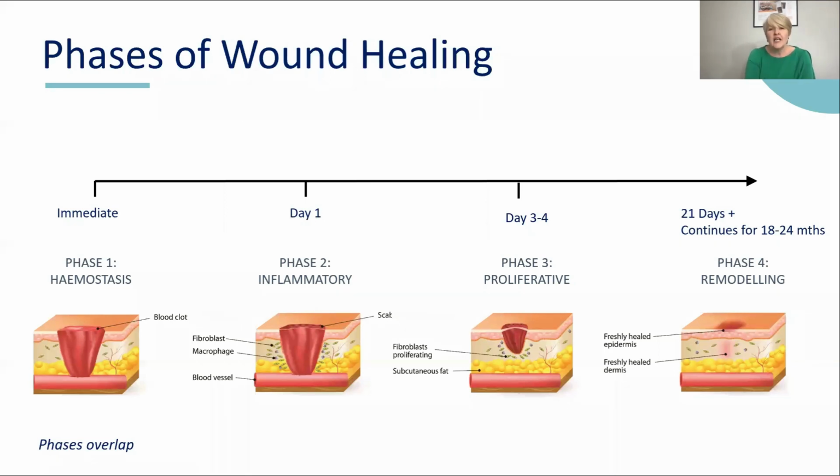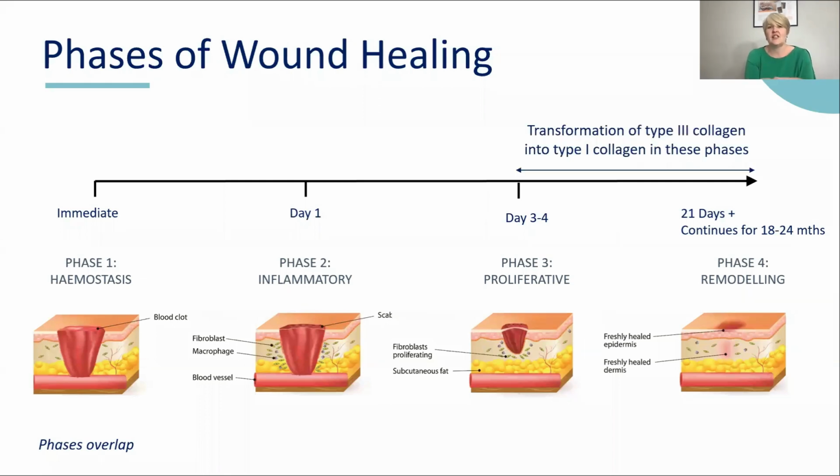And we quite often learn about wound healing in these kind of four very classical phases. So you go into inflammation, you change to proliferative, and then your collagen will start to change as you move between proliferative and into remodeling, which normally starts around about 21 days and continues, all importantly, for really quite a long time, up to 18 to 24 months.